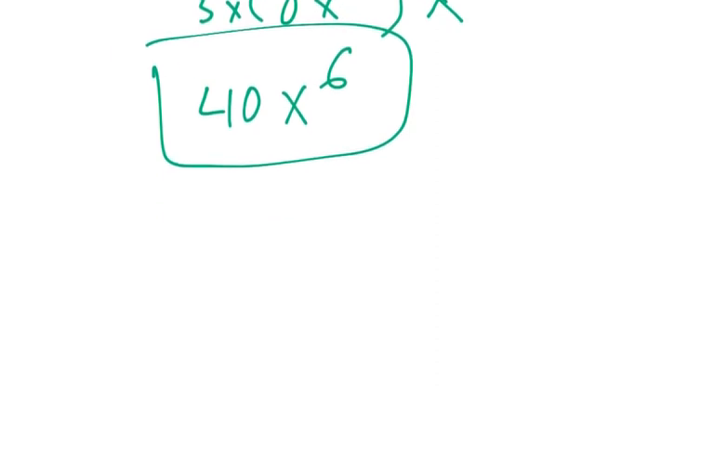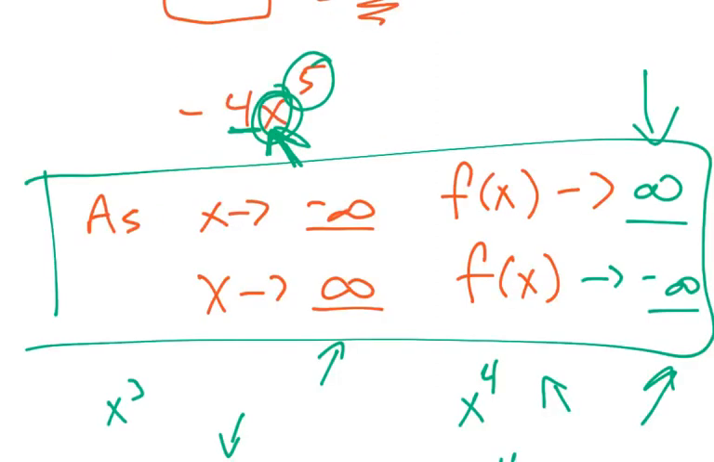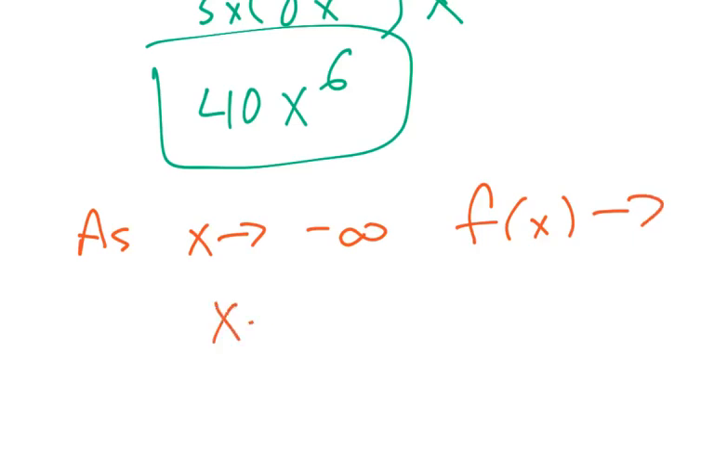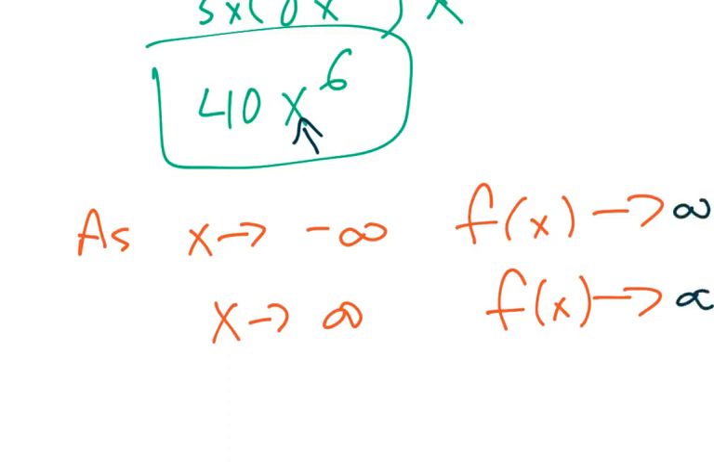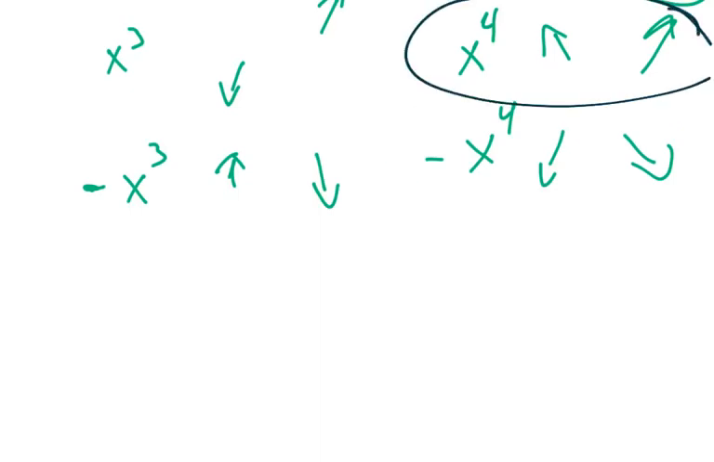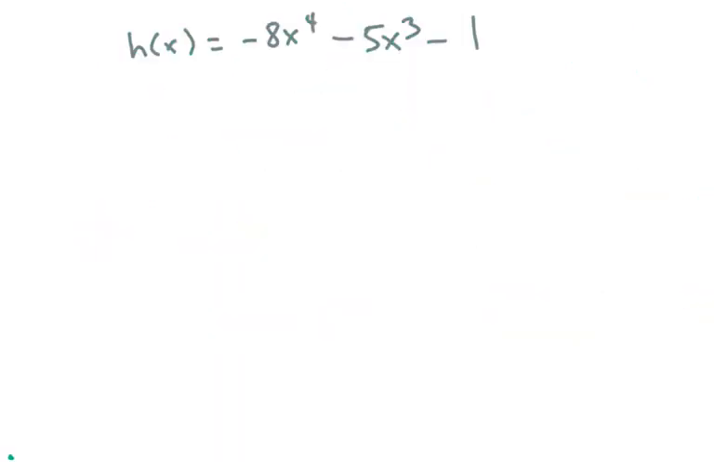Okay, so 40x to the 6, we apply the same rules that we previously did over here. So we're going to say as x approaches negative infinity, what happens to f of x? And as x approaches infinity, what happens to f of x? So what happens to y for very small values and for very large values? So obviously, if it's even, then when you plug it in, it'll come out as a positive no matter what. And multiply by 40, which is a positive, you're always going to get a positive. Which also coincides with this picture where they both go up. Okay, cool beans.